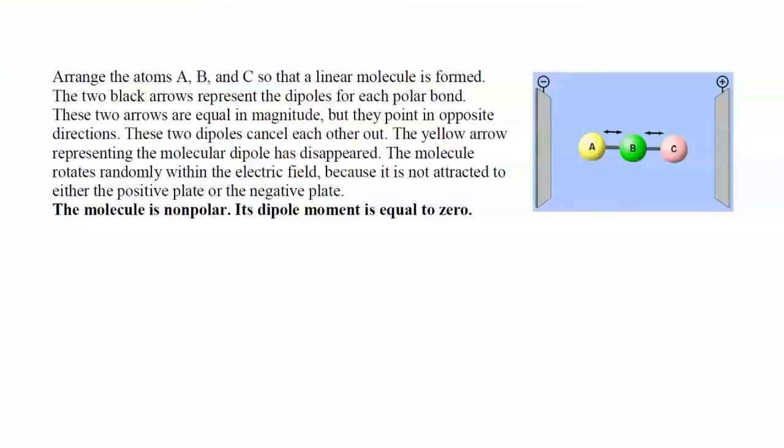Arrange the atoms A, B, and C so that a linear molecule is formed. The 2 black arrows represent the dipoles for each polar bond. These 2 arrows are equal in magnitude, but they point in opposite directions. These 2 dipoles cancel each other out. The yellow arrow representing the molecular dipole has disappeared. The molecule rotates randomly within the electric field because it is not attracted to either the positive plate or the negative plate. The molecule is nonpolar. Its dipole moment is equal to 0.